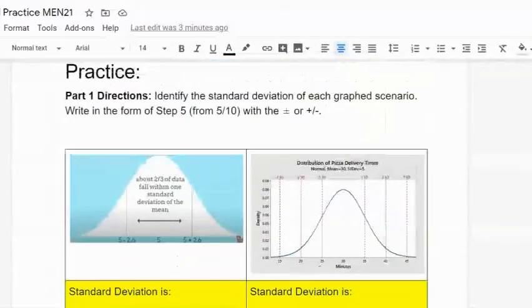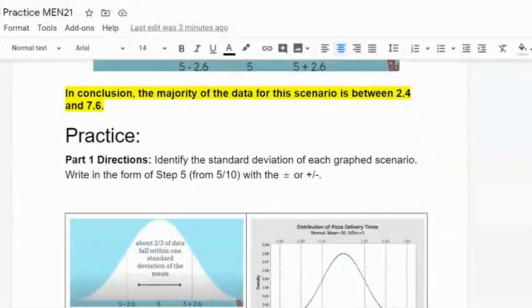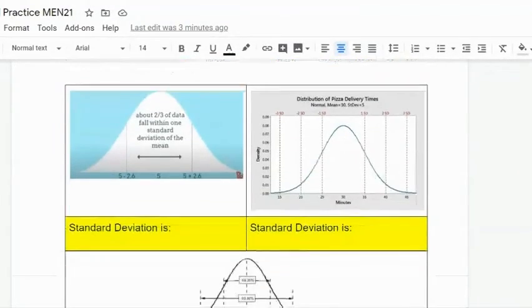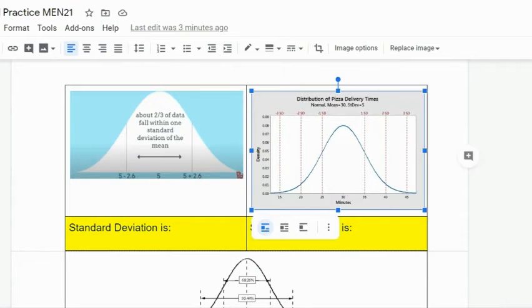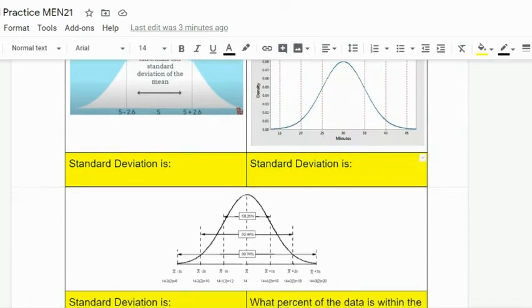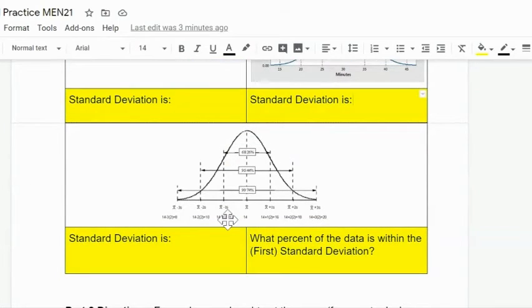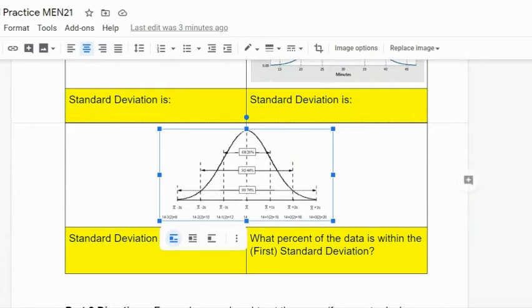So let's look at what the assignment is today. Looking at part 1, directions, I want you to identify what is the standard deviation. This one we just discussed. This one is going to be a little more challenging. I want you to look at it very carefully. We've actually seen this one before when we talked about normal distribution, and the answer is hidden there. This one is a little more complicated. It does, however, have the information.